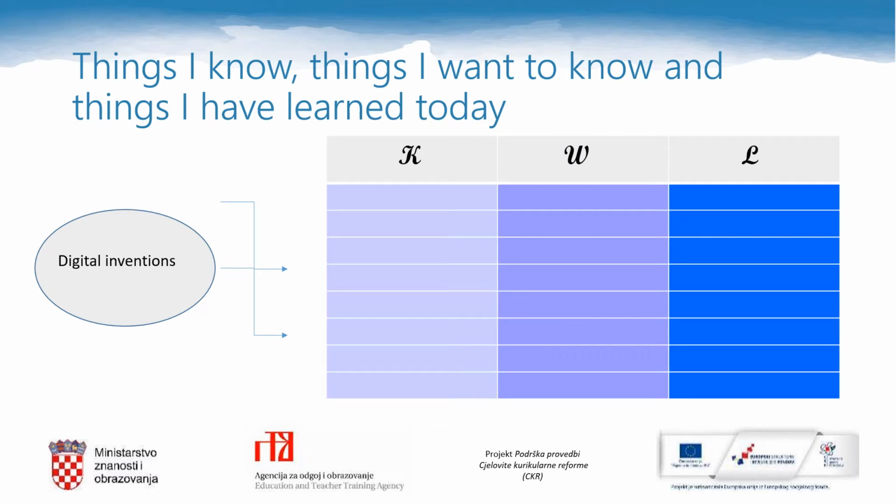Before we start with the topic, look at the table. You are probably familiar with this chart. As you see, there are 3 columns. First, where you write about things you know. Second, where you write about things you want to know. And third one, things you have learned today. Now, stop the video, copy the table in your notebook and fill the first 2 columns. Leave the third column for the end of the lesson.